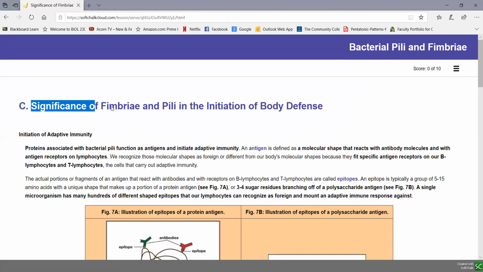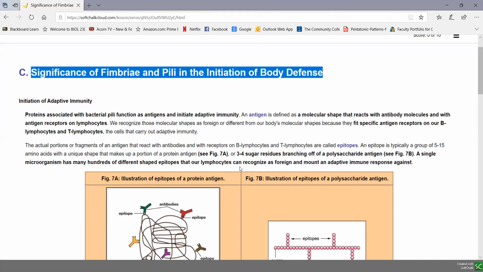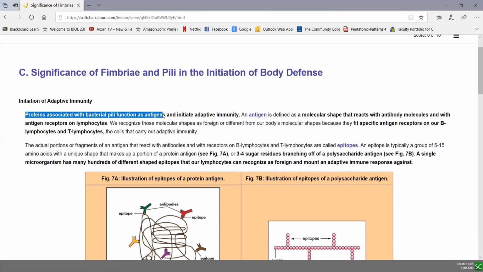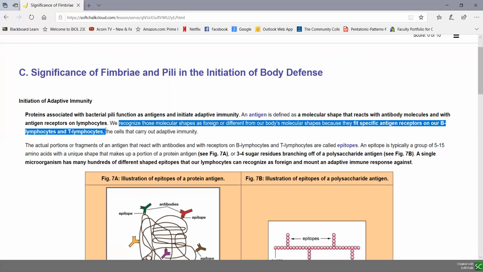Now let's look at the significance of fimbriae and pili in initiating body defense. So for initiating adaptive immunity, proteins associated with the bacterial pili, of course, function as antigens to initiate adaptive immunity. And as we've learned a number of times now, an antigen is defined as a molecular shape that reacts with both antibody molecules and with receptors on B and T lymphocytes. And we recognize an antigen as foreign when it fits the receptors on these B and T lymphocytes, and that initiates adaptive immunity.